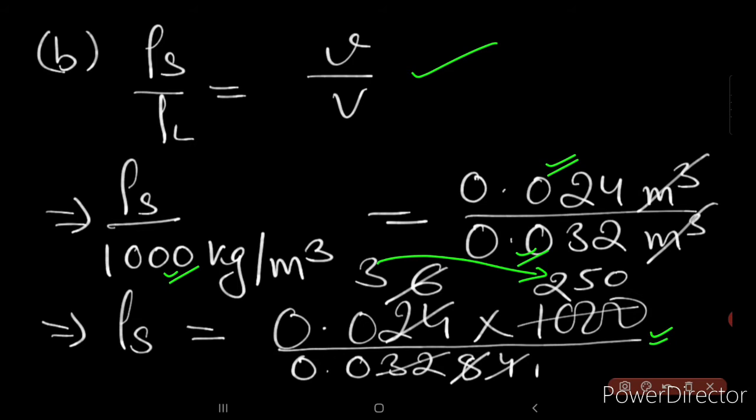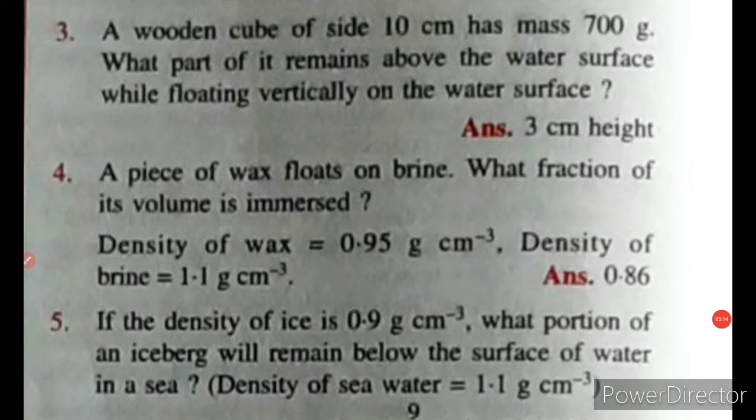question, which is question number 3. Now coming to the next question, question number 3. A wooden cube of side 10 centimeter. That means a cube should have all the sides equal, that is 10 centimeter, 10 centimeter and 10 centimeter, and has a mass of 700 gram. What part of it remains above the water surface while floating vertically on the water surface?